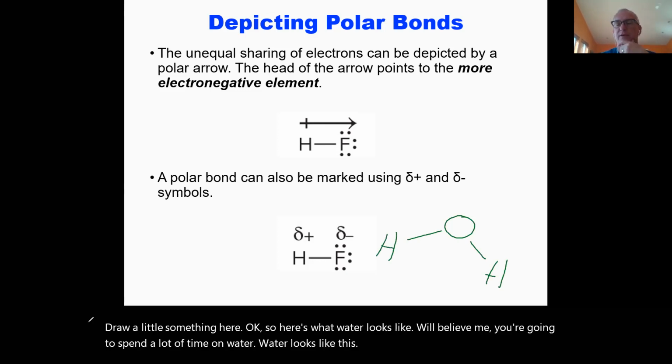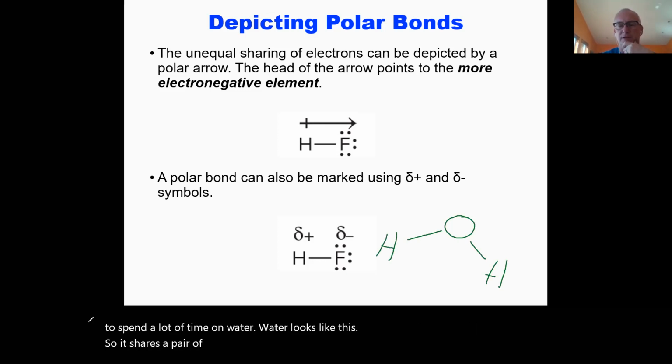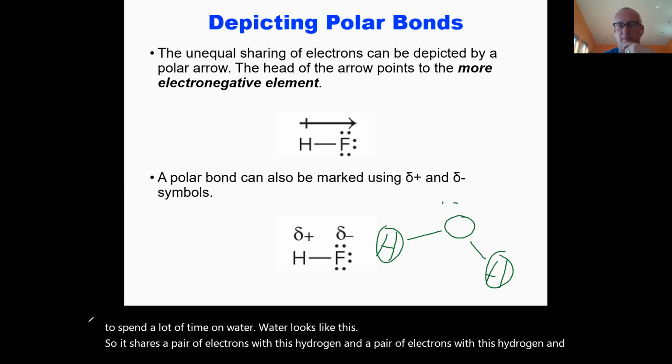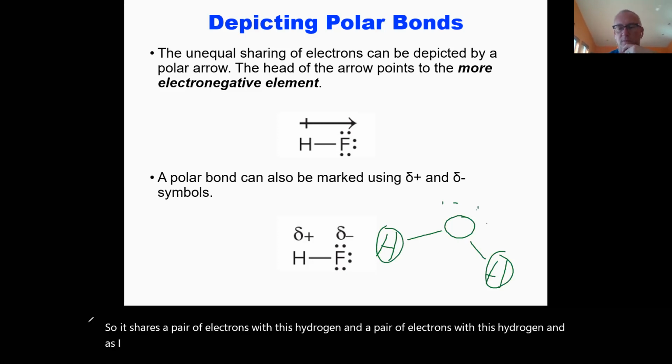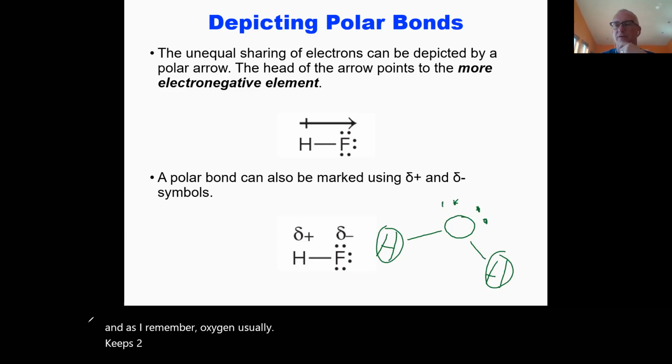So it shares a pair of electrons with this hydrogen and a pair of electrons with this hydrogen. And as I remember, oxygen usually keeps 2 pair of electrons. We call those lone pairs. It keeps 2 pair of electrons to itself.